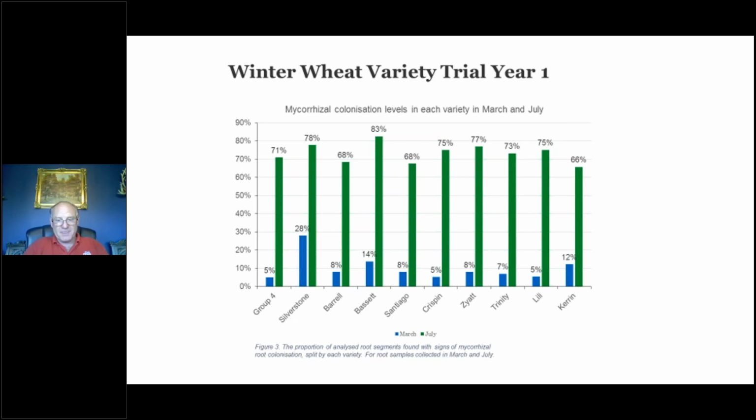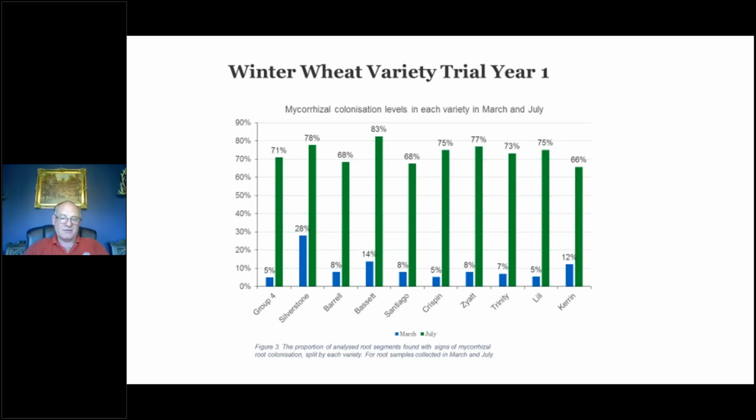You can see from this slide that I've done some variety trials for KWS. They actually wanted to see how their varieties behave in a no-till situation, whether they yield the same. And it was a good opportunity to test and find out their mycorrhizal performance. So you can see the blue lines, roots taken in March, and there's one variety there which was quite high, Silverstone.